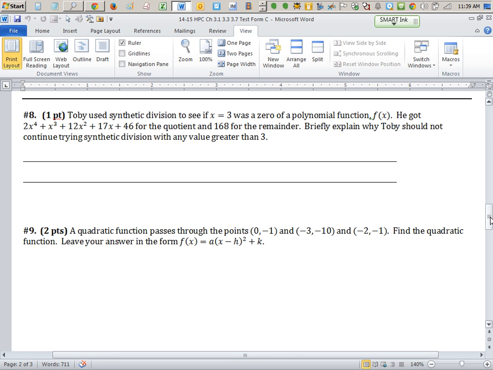Okay, so what's going on is he did his synthetic division, he got to 3, and we don't know what the original coefficients were, but this is what he got, 2, 1, 12, 17, 46 with a remainder of 168. He should not use any numbers bigger than 3 because if 3 didn't yield a root and it has a positive remainder and all of these are positive, it's impossible for him to plug in a number like 4 or 5 or something bigger to make this go to 0.